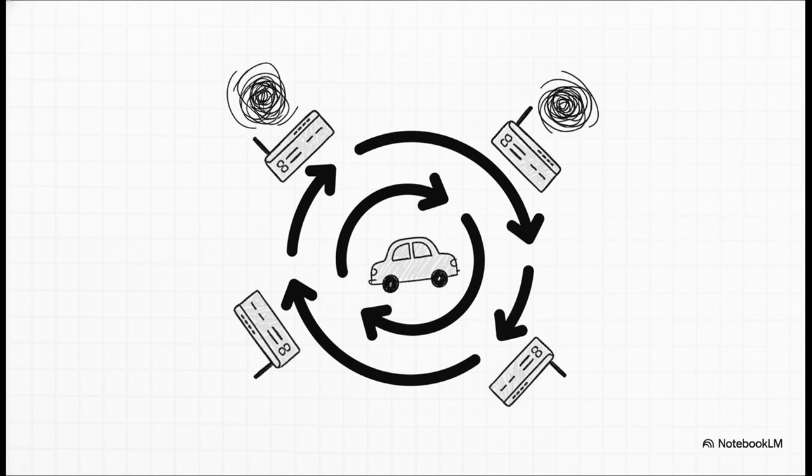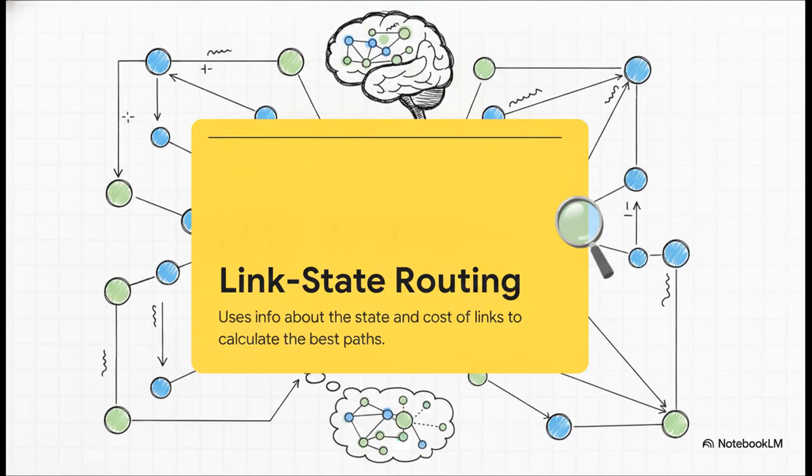That is exactly what happens to data packets experiencing the count to infinity issue. It's a bit of a nightmare. So, to solve the limitations of distance vector, we have link state routing.